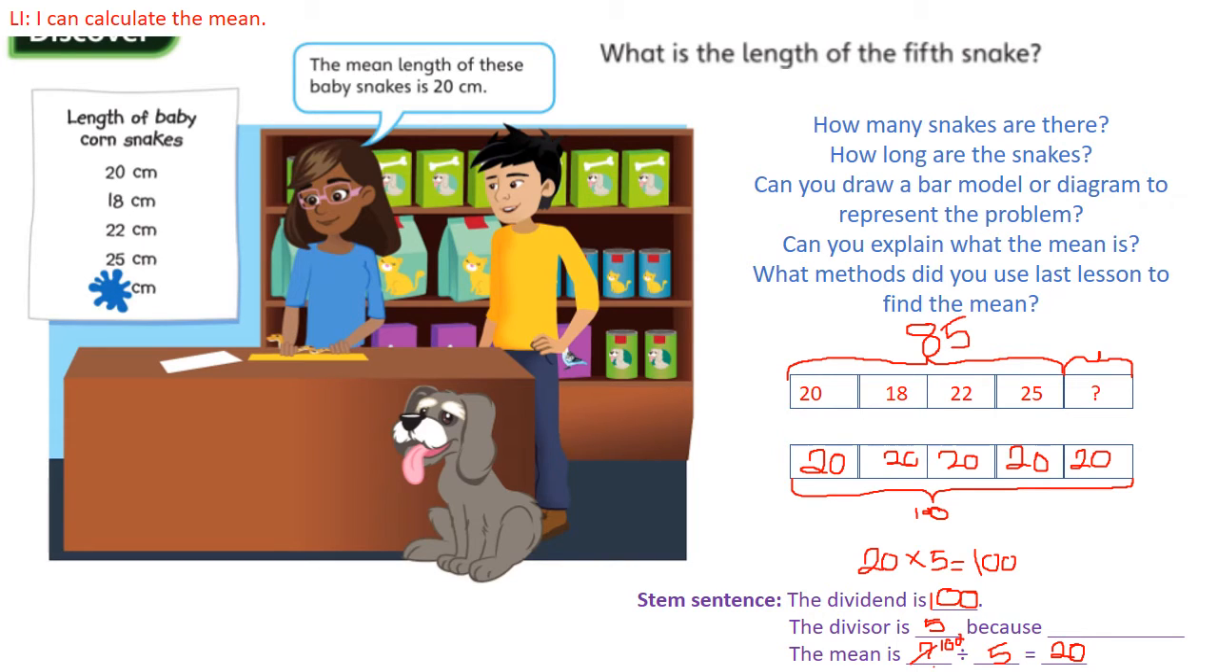So if I know that this adds up to 100 and that bit there adds up to 85, I can work out the difference. So I'm going to do 100 take away 85, and that will give us the length of that last snake. So 100 take away 85 is 15 centimetres.